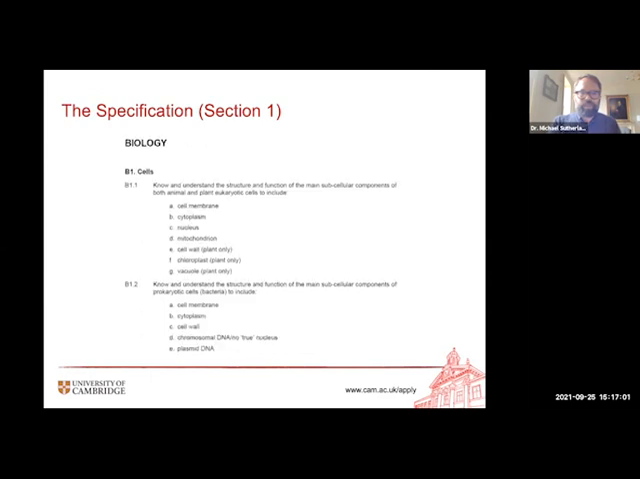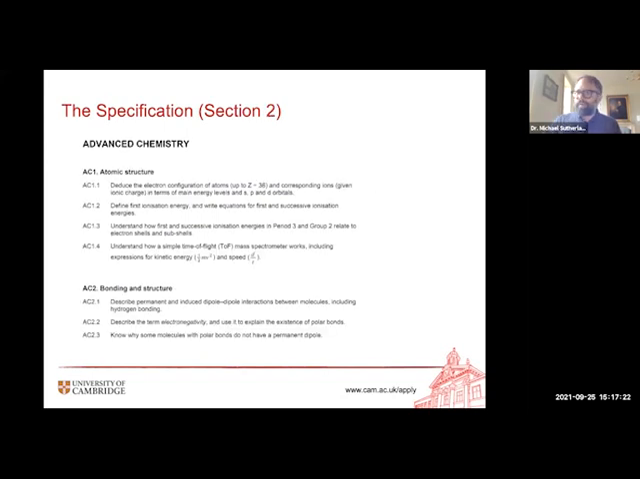As a further example, here's some biology specifications from section 1. So, for instance, if you're doing the biology part of section 1, you should know what a cell membrane is, a cytoplasm, a nucleus, mitochondrium, etc., etc. And then for section 2 in the specification, it draws a little bit more on year 12 material, or what used to be the old AS levels.